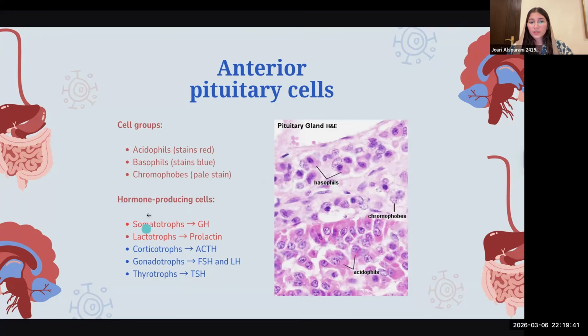And so these are the different cells that are going to be producing the hormones. Just keep this in mind. The somatotrophs and the lactotrophs, which produce growth hormone and prolactin, these are acidophils. They're going to stain red on the microscope. And then the rest, corticotrophs, gonadotrophs, thyrotrophs, these are all going to be basophils, and they're going to stain blue.